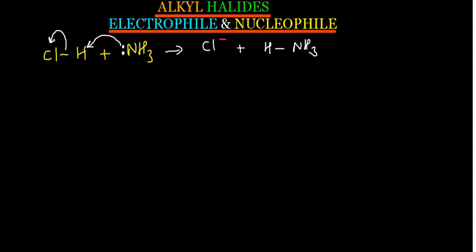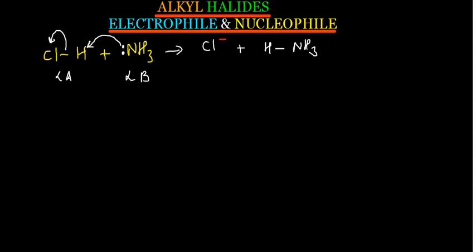Okay, so this compound that donates electrons is called a Lewis base. A Lewis base is an electron pair donor. And then this compound which receives electrons is a Lewis acid. A Lewis acid is an electron pair acceptor.